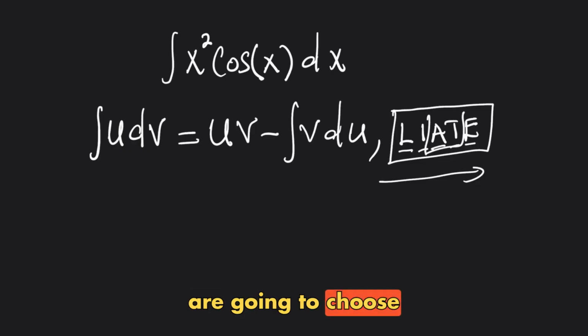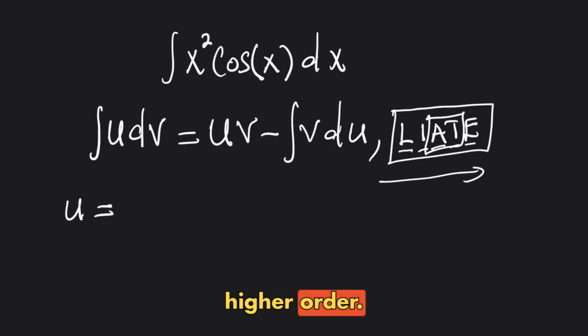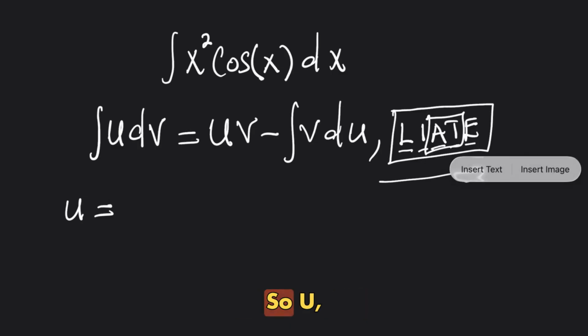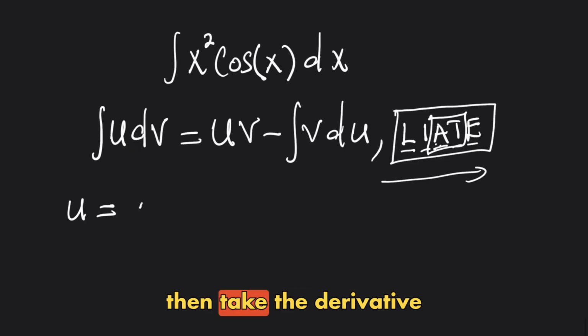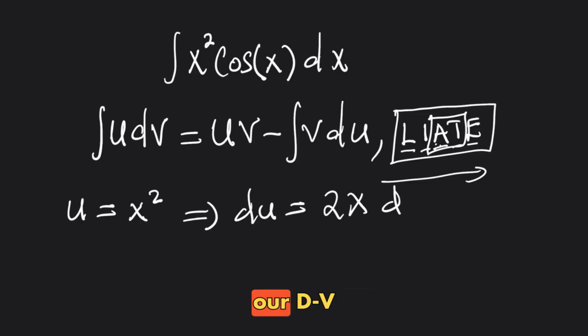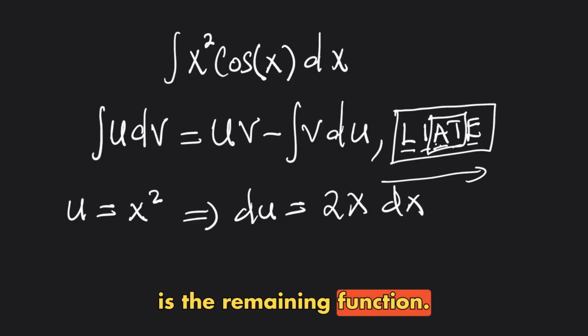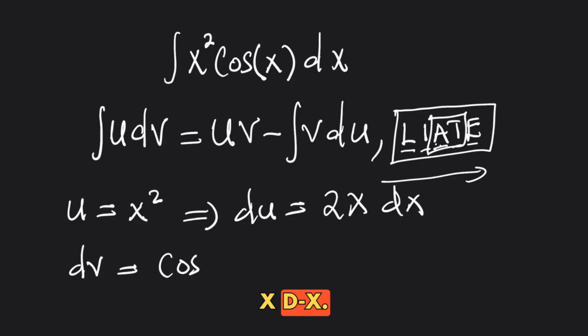So we are going to choose our u to be an algebraic expression because it has higher order. That is A then T. So we choose u to be x squared and take the derivative of u, that is du, which gives us 2x dx. In the same way, our dv is the remaining function. So dv is equal to cosine x dx.